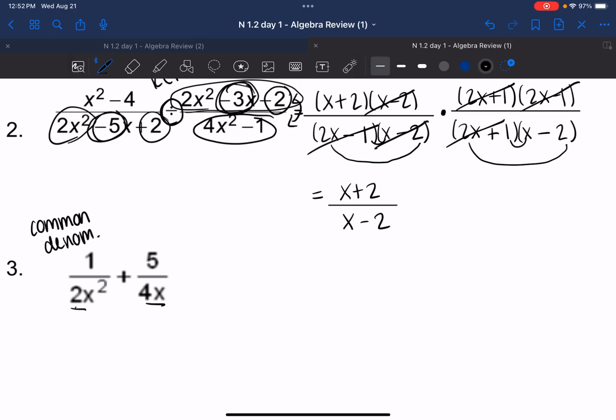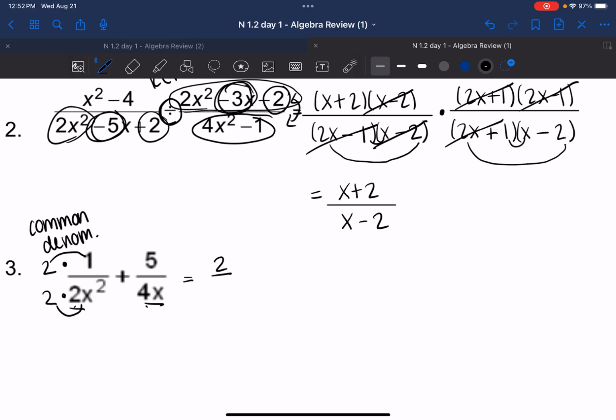So, I could turn 2 into 4 by multiplying it by 2. So I'm going to multiply this by 2, but we know that the rule says if we multiply our denominator by something, you also have to multiply your numerator by the same thing. So if we multiply here, we got 2 times 1, which is 2, over 2 times 2x squared, which would be 4x squared.